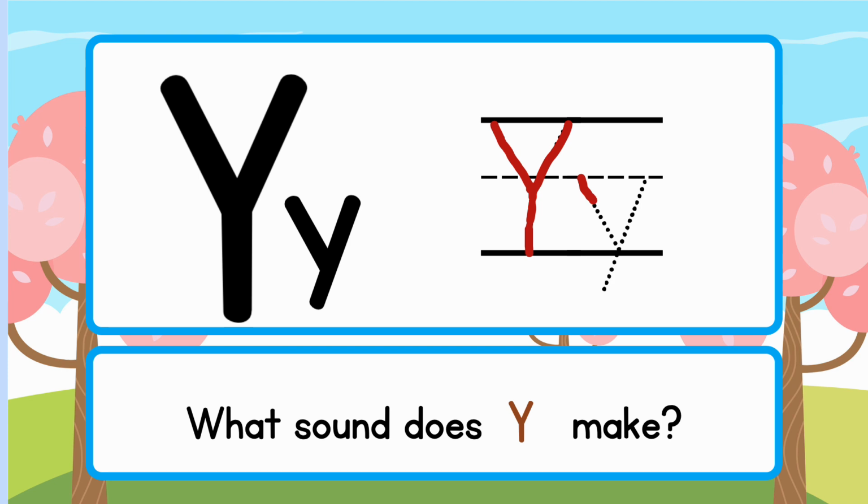Let's write the y sound. Again, we're going to start from the top, come down diagonally, go up, back to the middle line, and all the way down, and give it a little flick. Y sound.